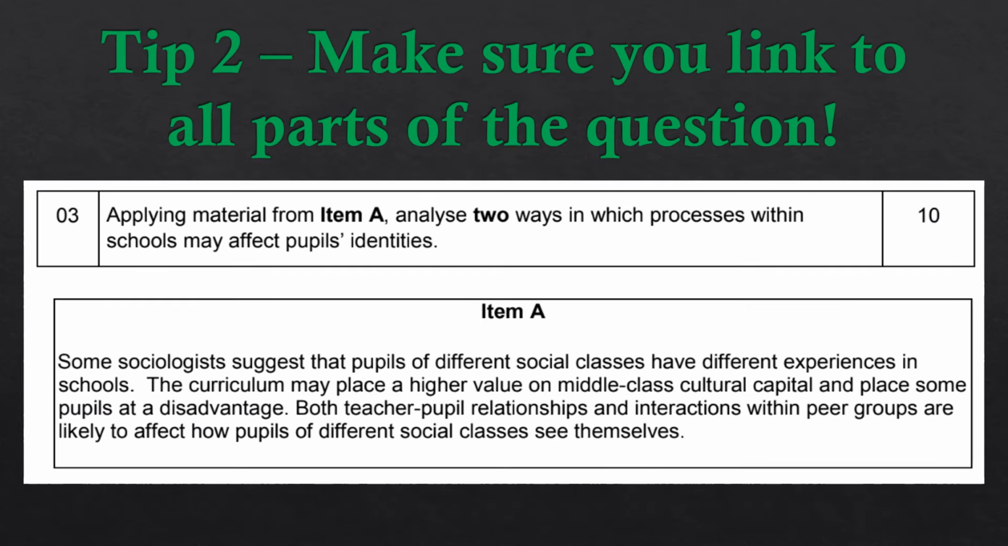My second top tip is make sure you link to all parts of the question. For example, in this question here, as well as identifying the processes that are within schools, and that's what you're looking for in the item, you then need to apply it to the effect on pupil identities. Now, this could be things like pro-school or ideal pupil identity or demonized or hyper-heterosexual identity. And Archer has done quite a bit of research on this in order for you to show that application to the second part of the question.